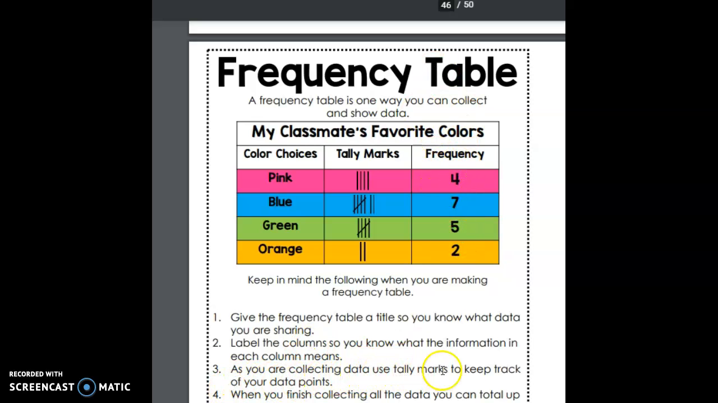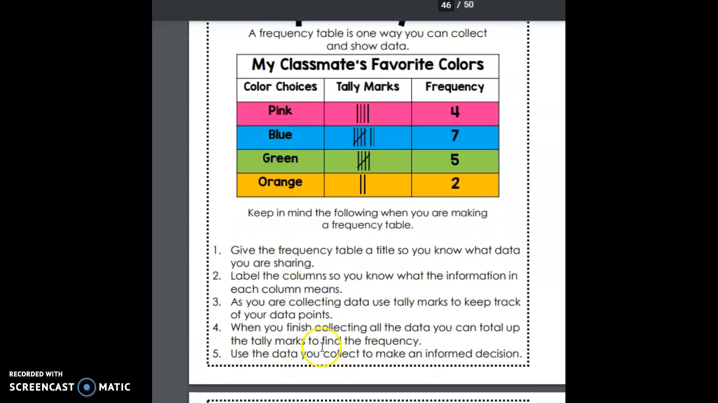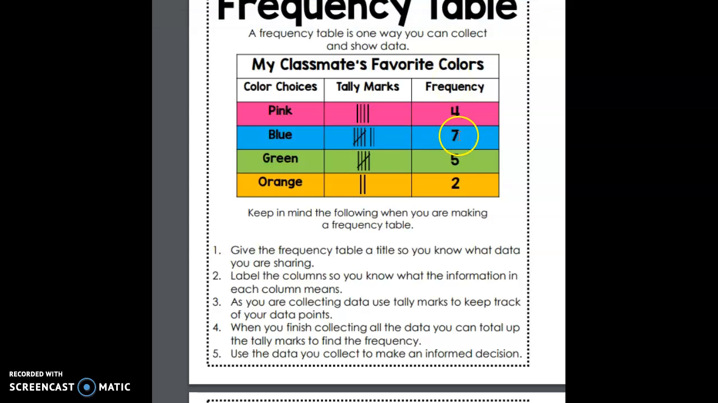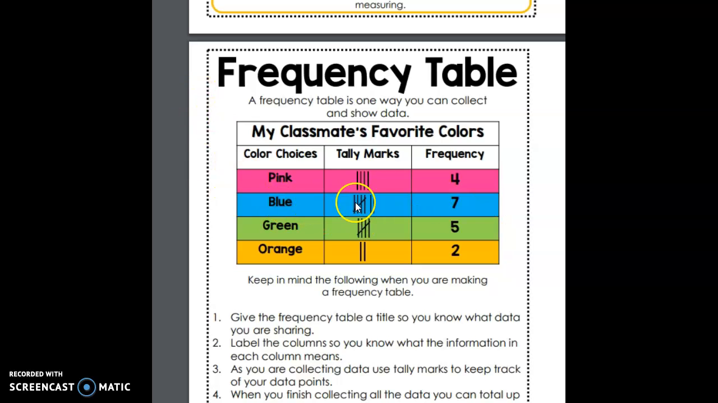As you're collecting data, use tally marks to keep track. So like if you were walking around your house asking your family members who likes blue, pink, green, or orange, you put a tally mark for every person. Or if you're in class asking people who likes what colors, you'd be putting a tally mark for each answer that you get. And when you finish collecting your data, you can total up the tally marks to find the frequency right here. And then a lot of times you use a frequency table to make your bar graph, your pictograph, or your dot plot. All right, so we're going to practice this a little bit more during this lesson.